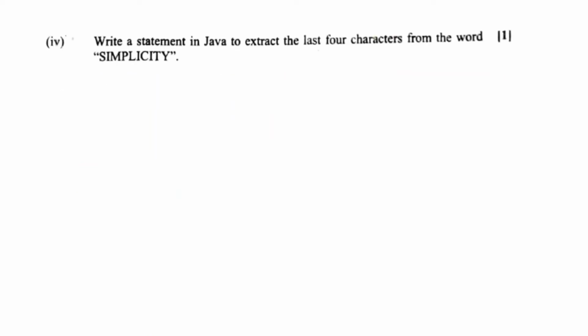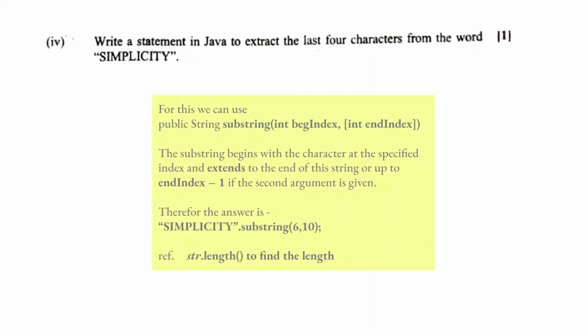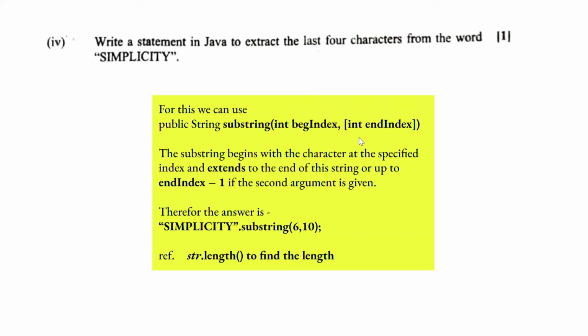That was, write a statement in Java to extract the last four characters from the word simplicity. So for this you can use the function substring. Substring function can be used where you can provide two parameters. The second is optional, that's why the second parameter is written in square brackets in the syntax. Substring can be used to extract a part of the string.